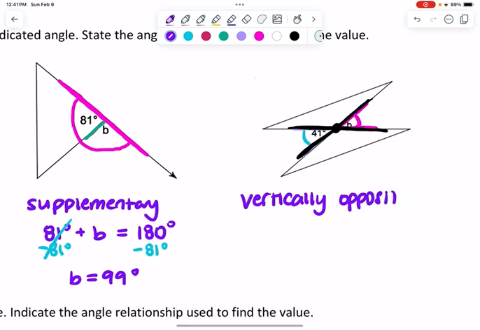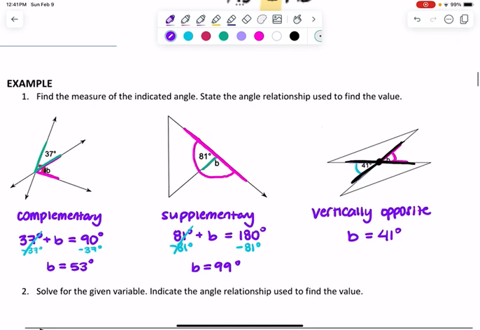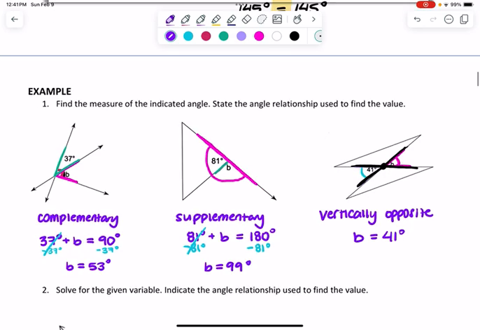And I know that vertically opposite angles are equal to each other, or equal in number, or congruent, meaning they're the same shape and size. So with that being said, I can say B will be equal to whatever 41 degrees is. Well, that's technically already solved. So yay, we've done it.